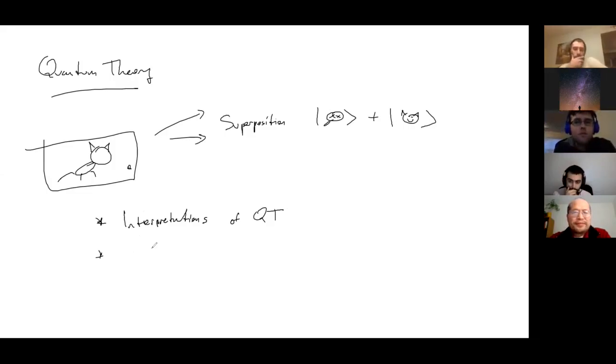Like if someone comes to you with, I've got an interpretation, what kind of obstacle course does this interpretation need to run through in order to pass muster with what we currently know?